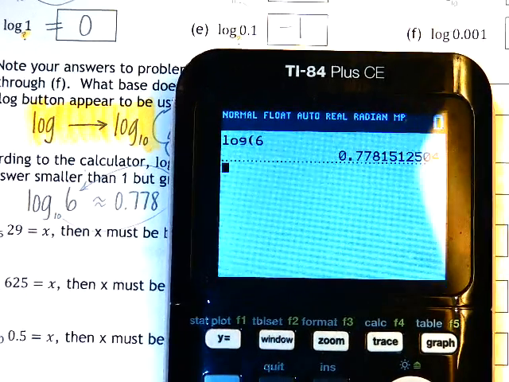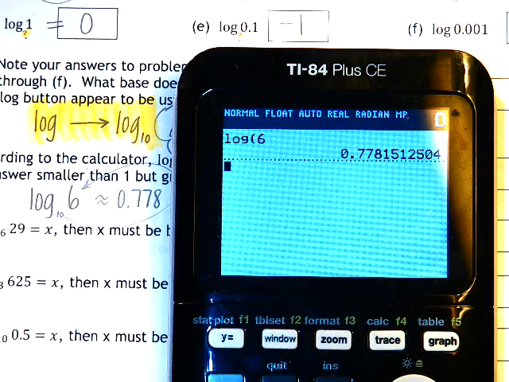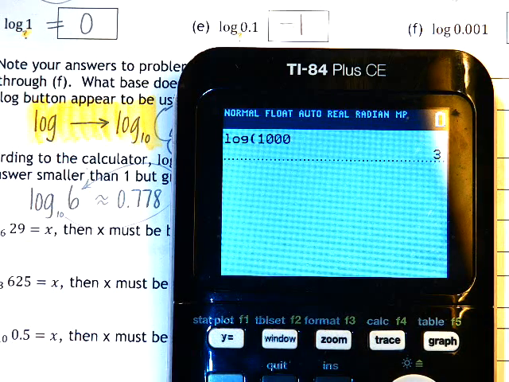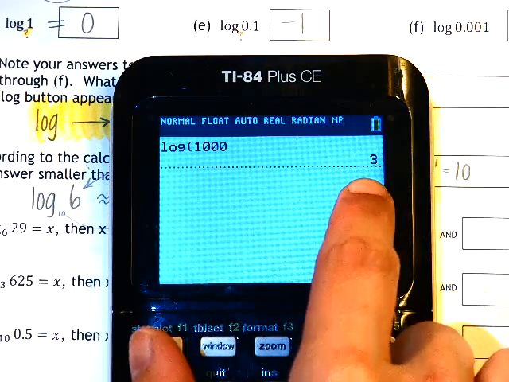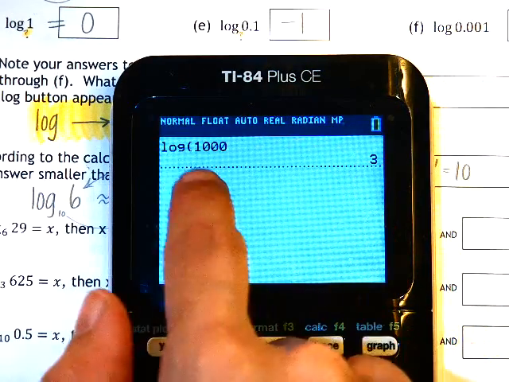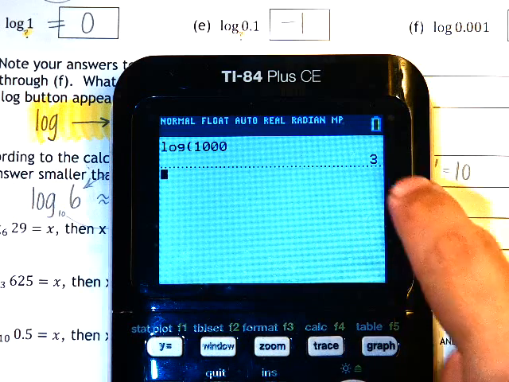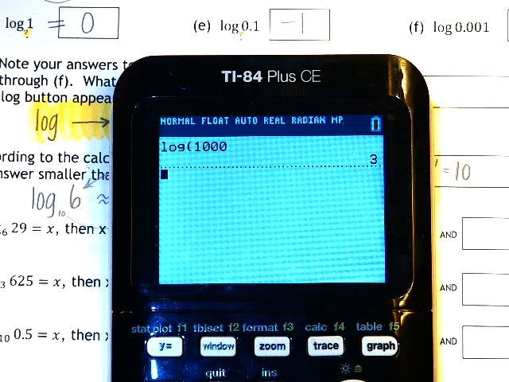When you do logs with nicer numbers, numbers that are actually factors or multiples of 10, then you'll get answers that look a little bit nicer. For example, log of 1,000, that's a nice number, because the calculator can easily find a nice exponent for 10. 10 to the power of 3 is 1,000, so the calculator has no problem finding a nice integer value for you.